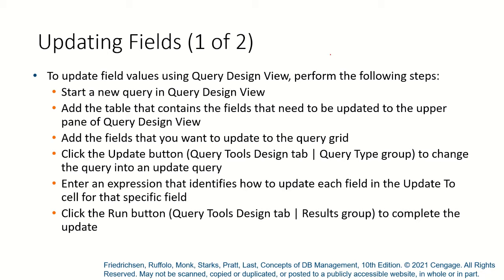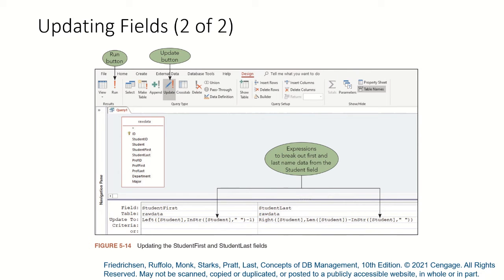Start a new query in the query design view. Then add the table that contains the fields that need to be updated to the upper pane of the query design view. For the fields that you want to update in the query grid, click the update button, enter an expression that identifies how to update each field in the update to cell for the specified field, and click the run button. So these are the steps.